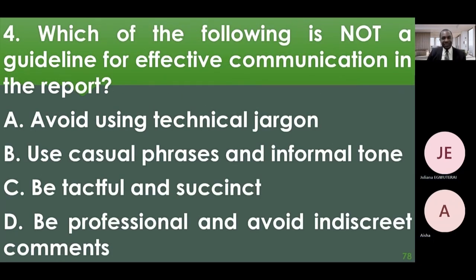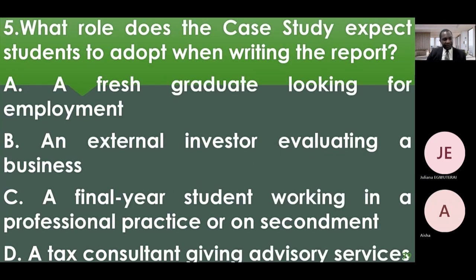Number 4, which of the following is not a guideline for effective communication in the report? A, avoid using technical jargon. B, use casual phrases and informal tone. C, be tactful and succinct. D, be professional and avoid indiscreet comments. Which of the following is not a guideline for effective communication? B, use casual phrases and informal tone, is not. Okay, B, final answer. B, yeah. Okay, number 5.